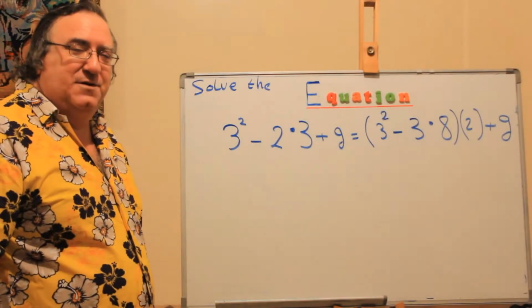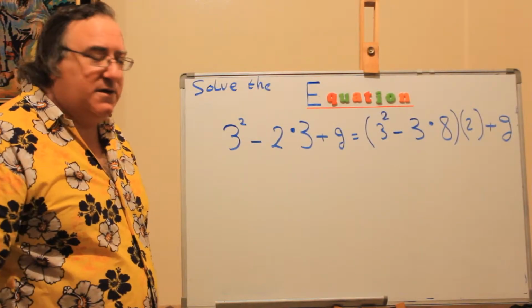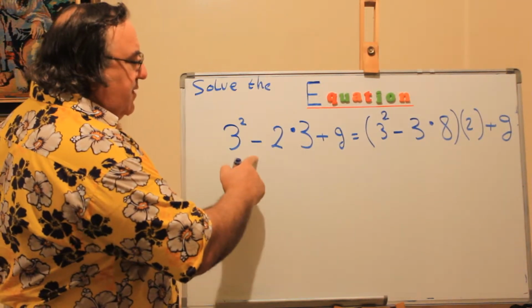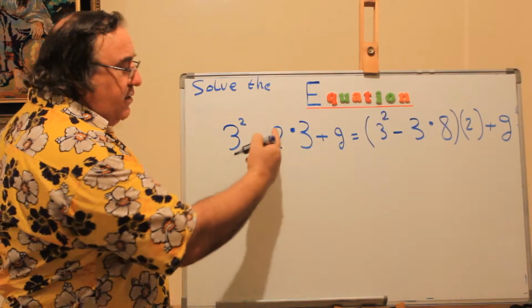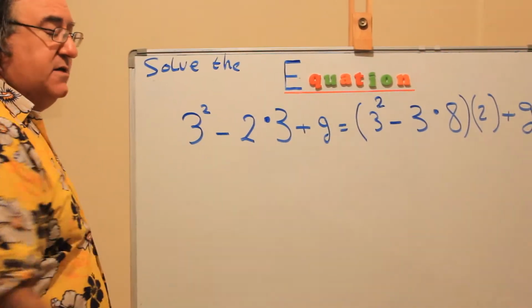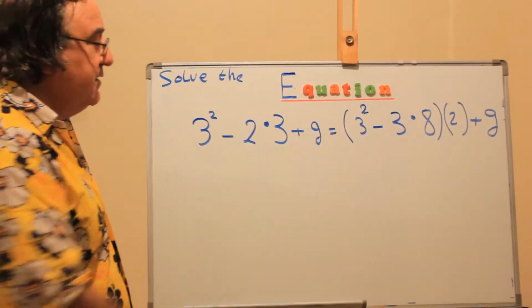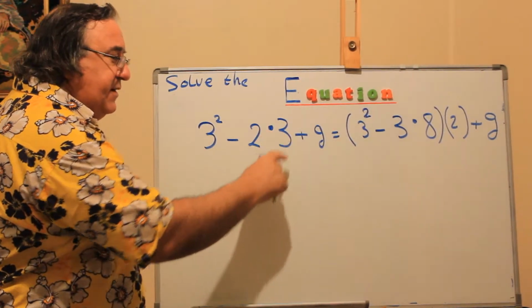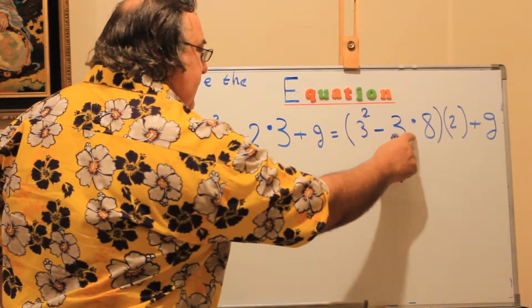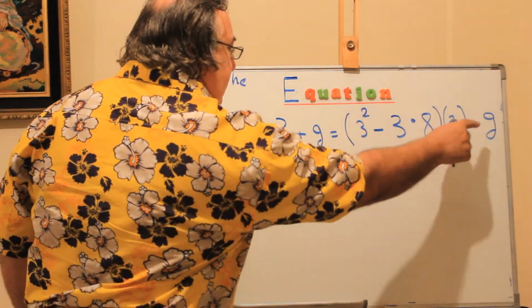Now, don't feel surprised if such an equation comes to you. See the result. Solve the equation: 3 squared minus 2 times 3 plus g is equal to 3 squared minus 3 times 8 into 2 plus g. When you see a big dot between two numbers and it's upper, not down, it's not a decimal point, it's times.